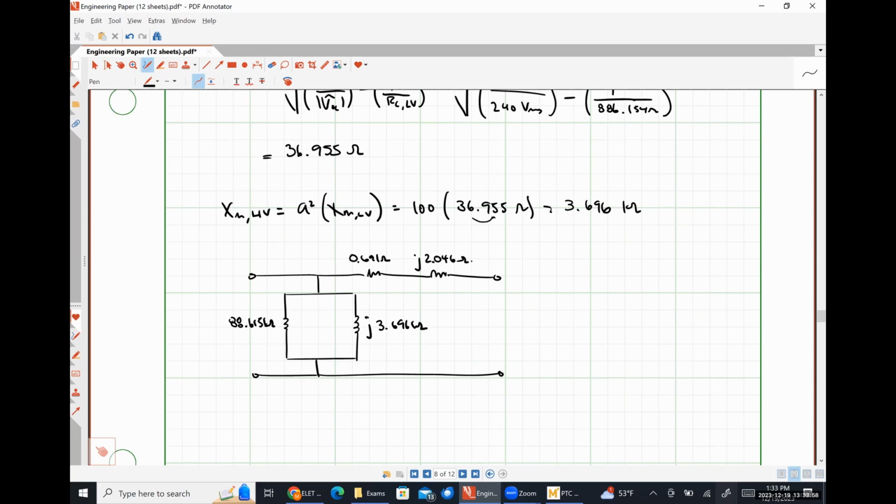All right. So we've used test data like we might get in the lab. You guys will see next quarter. To get the equivalent circuit with everything referred to the high voltage side. Obviously, if you want to refer everything to the low voltage side, you would just divide all these numbers by A squared.